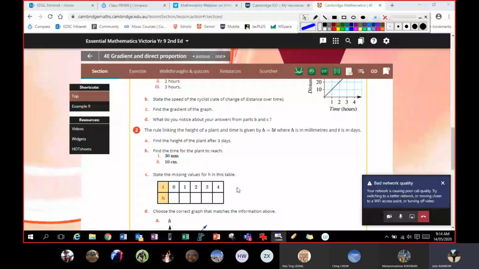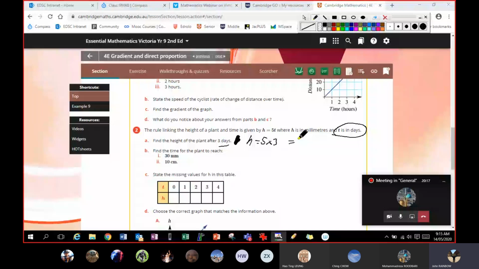So if I go height, I don't want that big bold one. If I go height equals 5 times 3, because don't forget t is in days and we've got days here. So that is going to be h equals 15. So it's 15 millimeters because h is in millimeters.